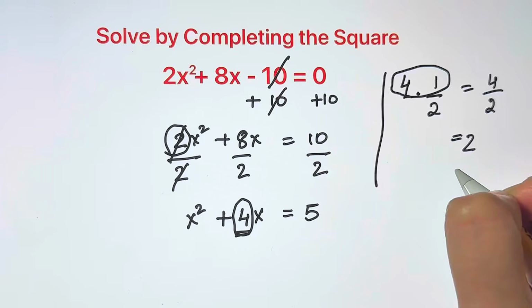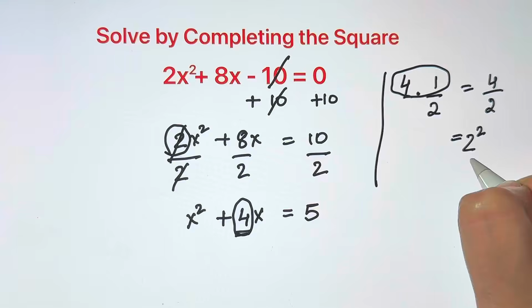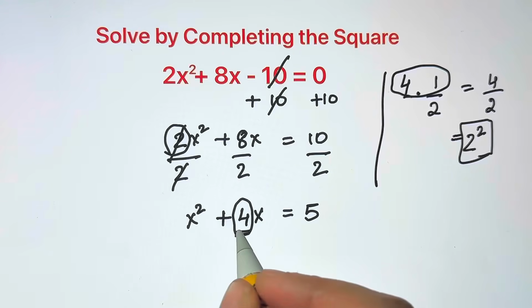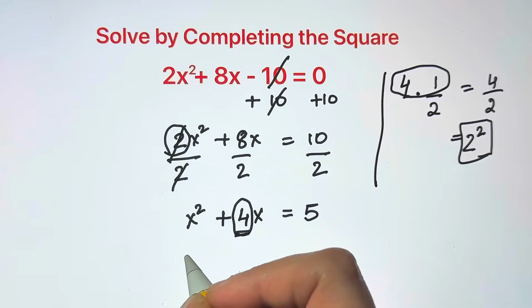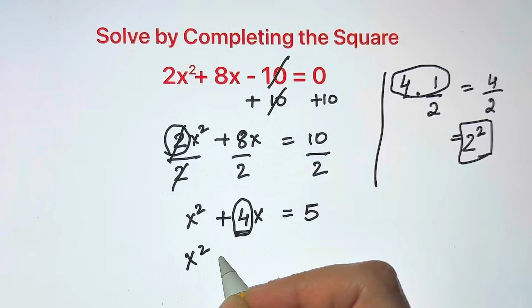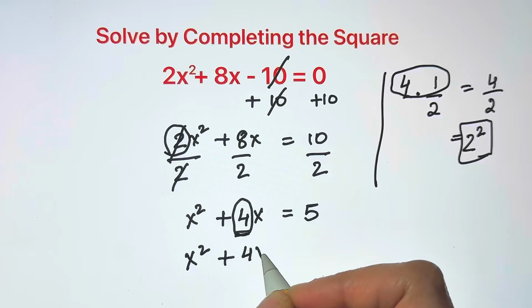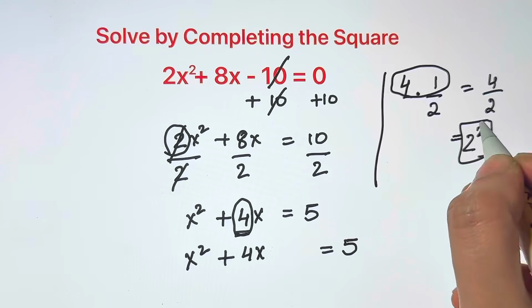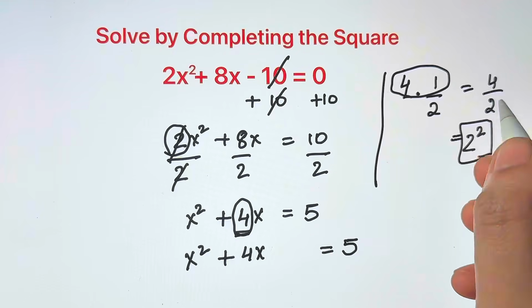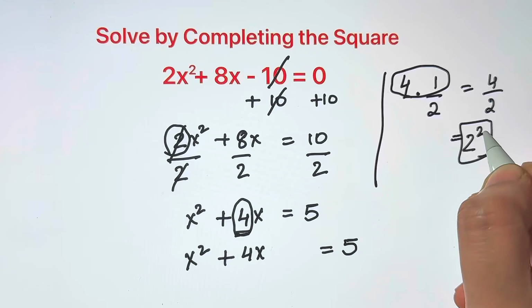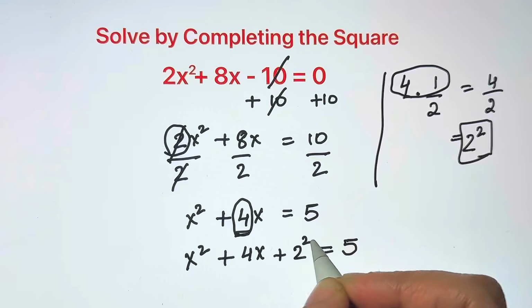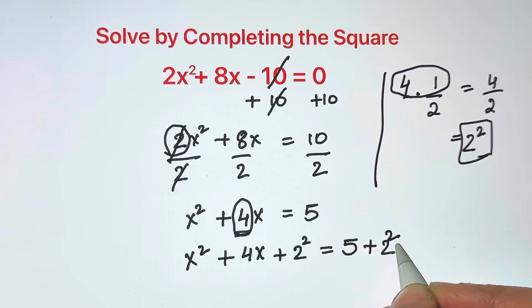Now what we do next is we square this number. We take the square of this number, 2 squared. And now what do we do here? See, you have x squared plus 4x is equal to 5. I'm going to write this down. X squared plus 4x, and here we have 5. I'm going to add whatever number we got, 4 divided by 2, and then we squared it. I'm going to take the square number and add it on both sides here. 2 squared, and here also 2 squared.